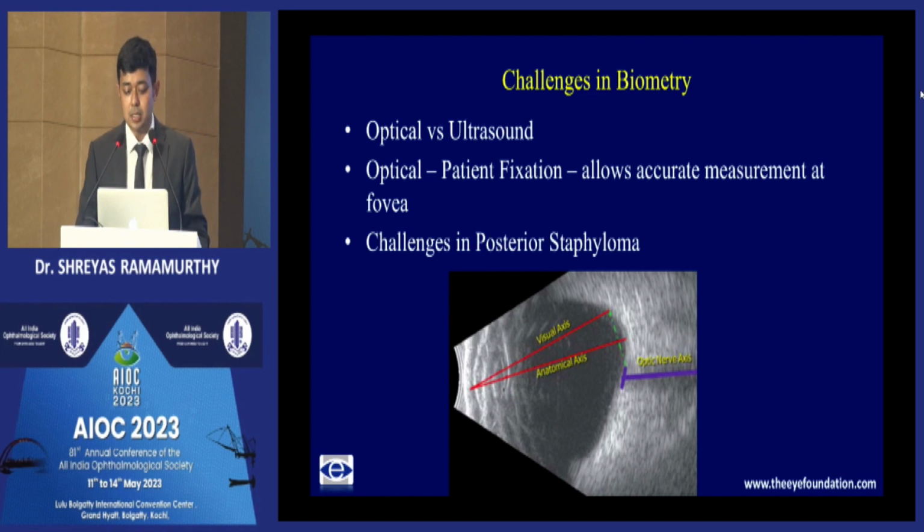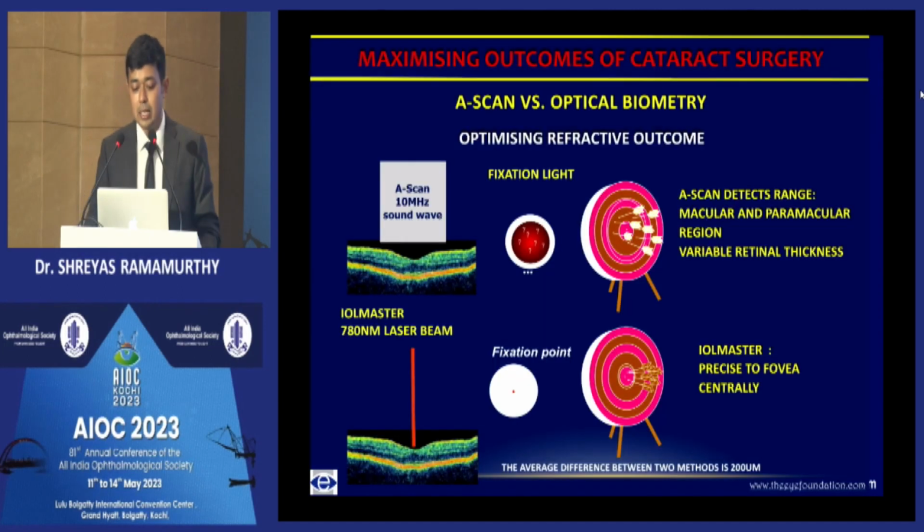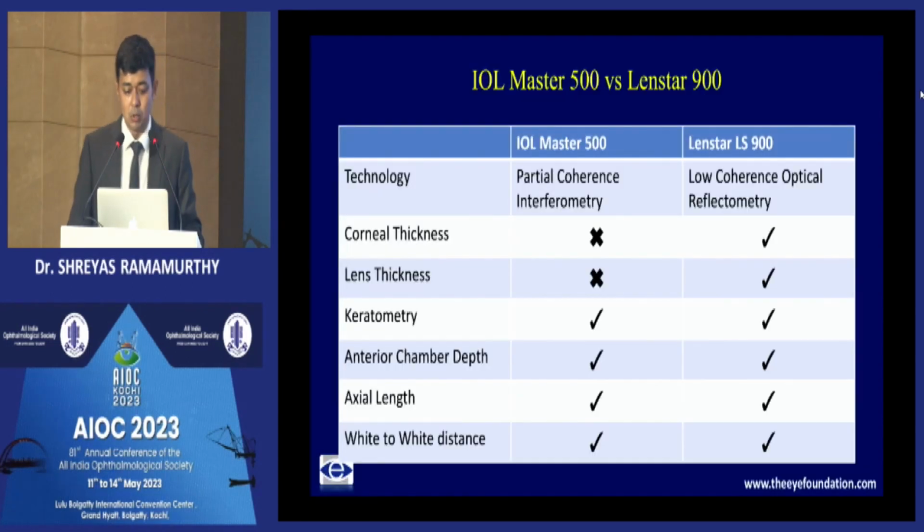The only challenge comes when you have a very high myopic eye, where you have a staphylomatous eye, where the visual axis and the anatomical axis do not coincide. So you might be measuring into the depth of the staphyloma, which will end up overestimating the IOL power. Whereas with the A scan, because the patient fixates, you are measuring more or less over the fovea, and we'll talk a little bit more about it.